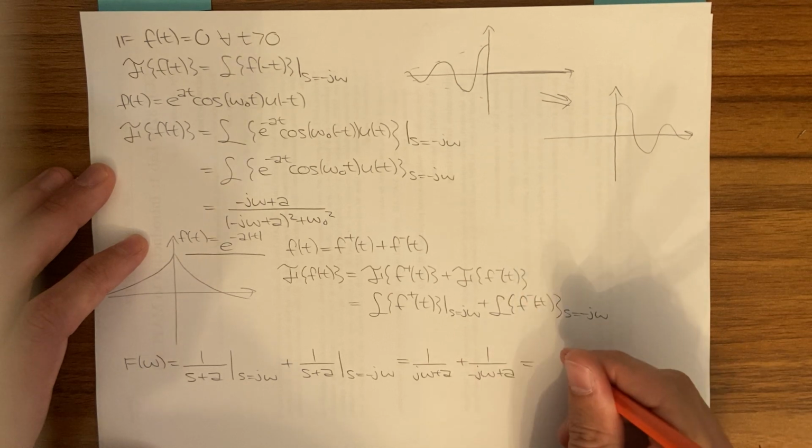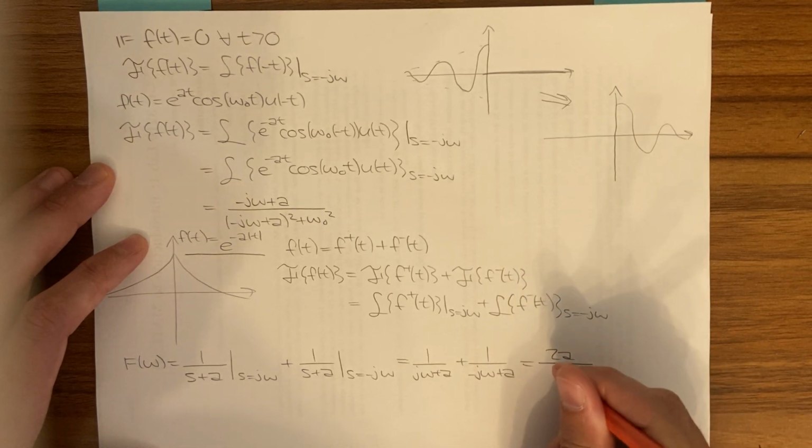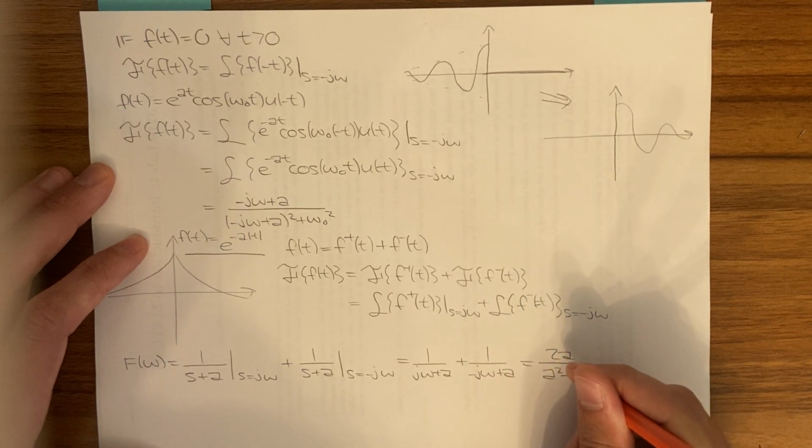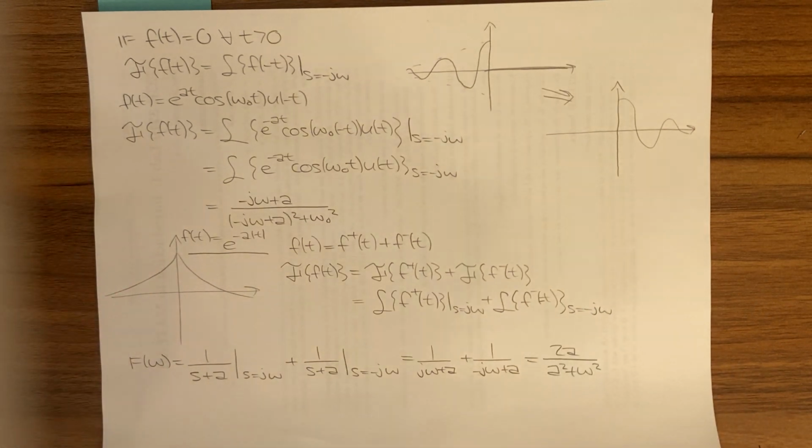And again, we can simplify this. We end up with 2a over a squared plus omega squared. Okay, cool. So there are a lot of tricks to save us from a lot of integration. I guess that's kind of the bottom line here. Okay, some functions get kind of difficult to find the Fourier transform of, so we might sometimes have to use limits.